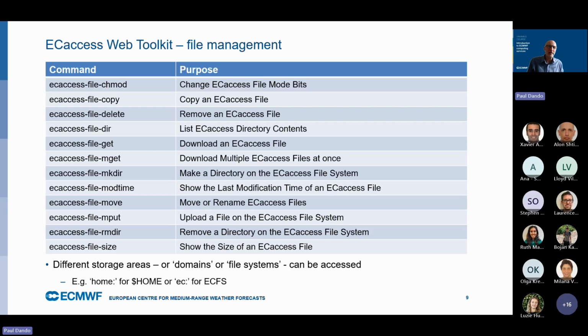So my recommendation for getting files out of ECFS is probably not to do that directly with the ECaccess web toolkit, but to actually pull the files first with Unix commands onto the Atos file system, and then pull them with the ECaccess web toolkit from the file system in a second step. And Bojan will take you through this. I think after the break this afternoon, he'll be talking to you about ECFS and how to use that.